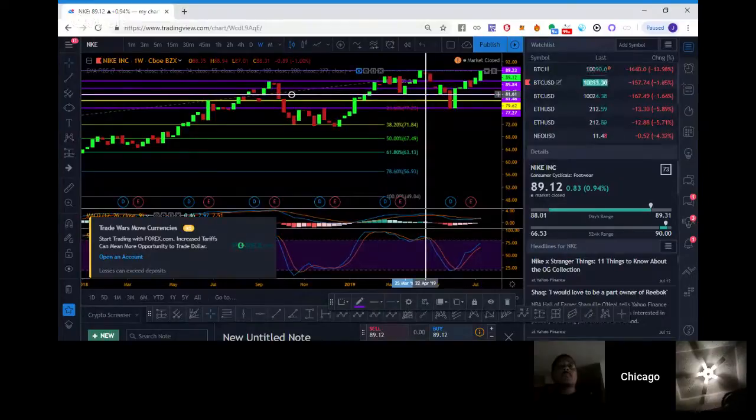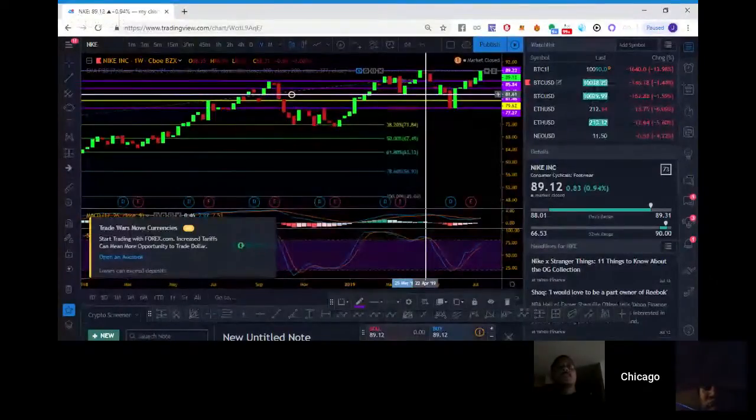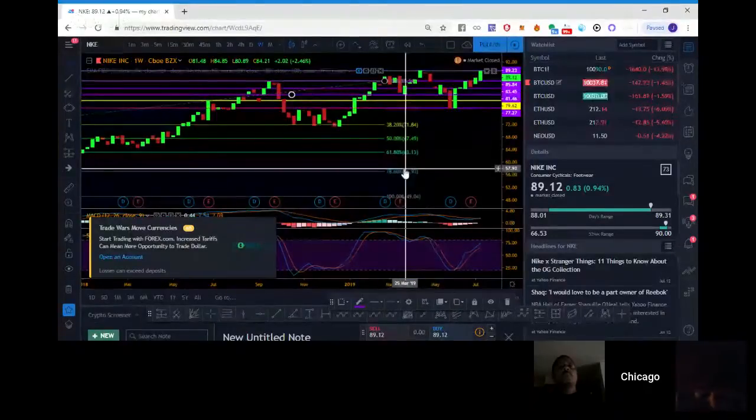The 81.61% support level is a bullish support level, meaning when you hit here, where price action is right now, you can just come in and put your order right here. Look, I want to buy Nike at 81.646.